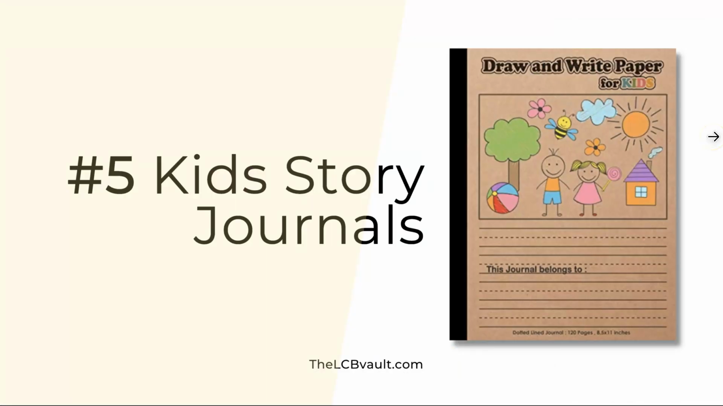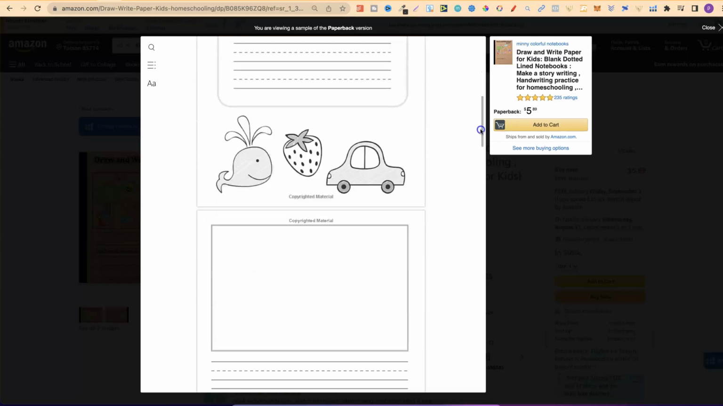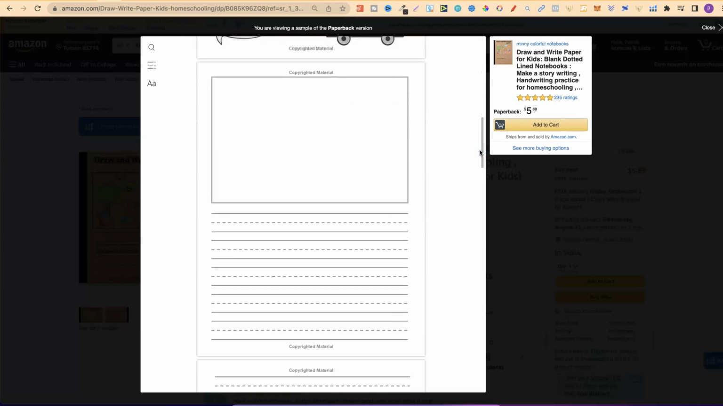Book number 5, and that's kids' story journals. Now, story journals and primary composition notebooks are very similar. They're just 2 different ways that you can target your keywords, because if we scroll down to here, we can see very similar to a primary composition notebook. You have a place for drawing and a place for practicing writing.